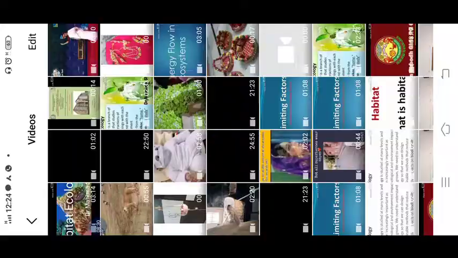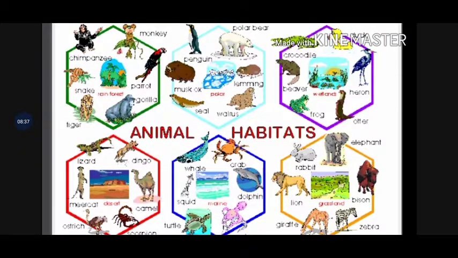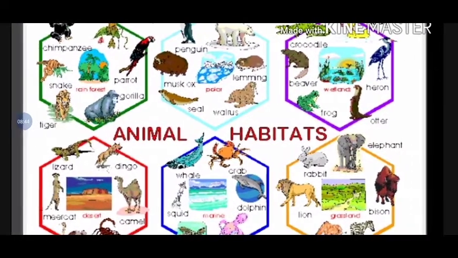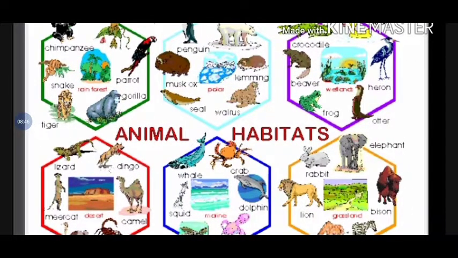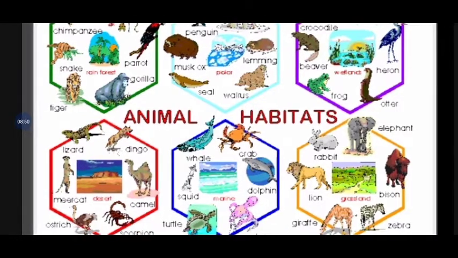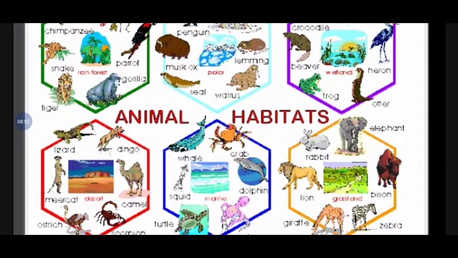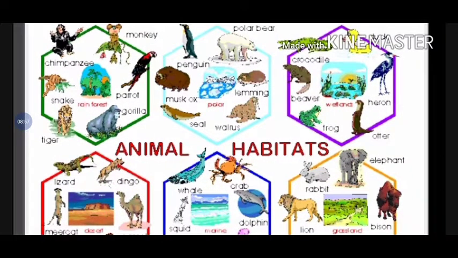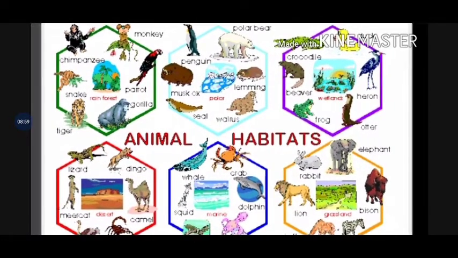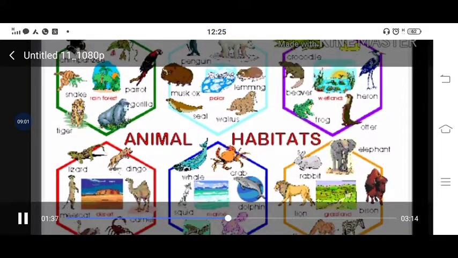Now, animal habitat. In this picture, we are seeing the different types of animal habitats. These are the rainforest on the top, and then the polar regions, the wetlands, the grasslands, the desert, and the marine habitat, which show the various kinds of animals. You can study them in that picture.